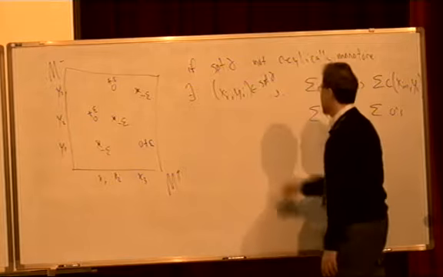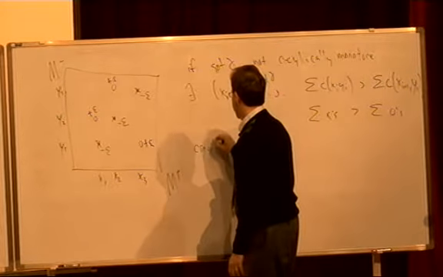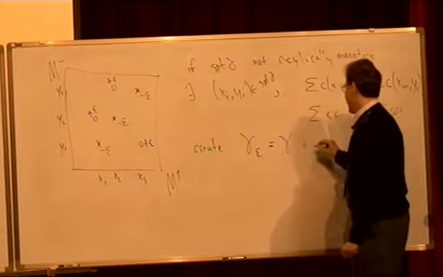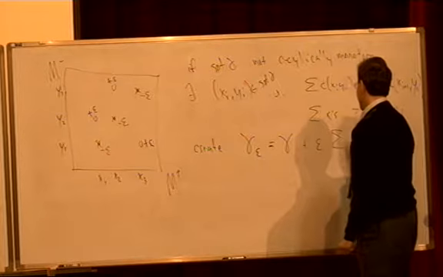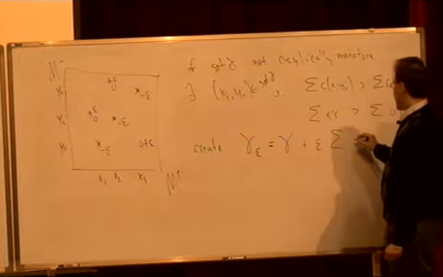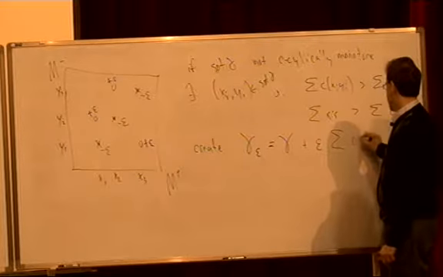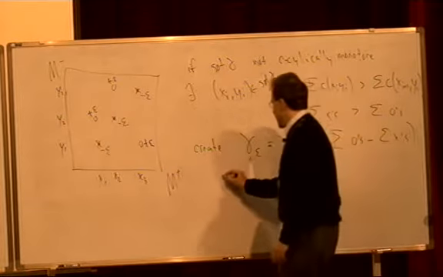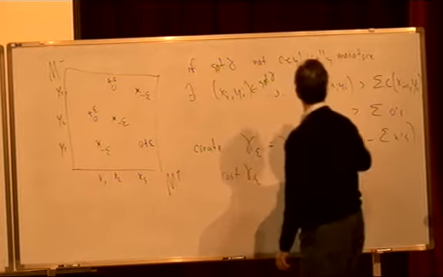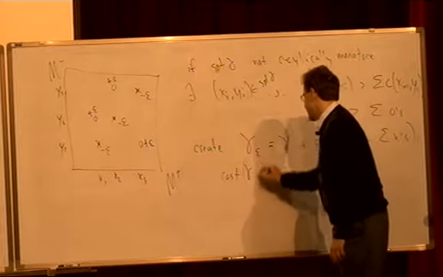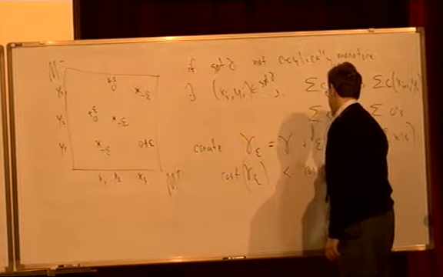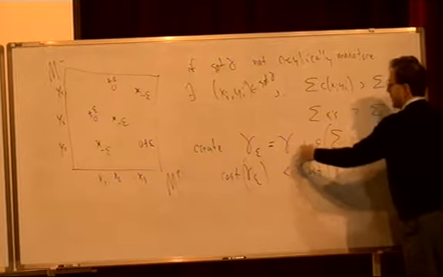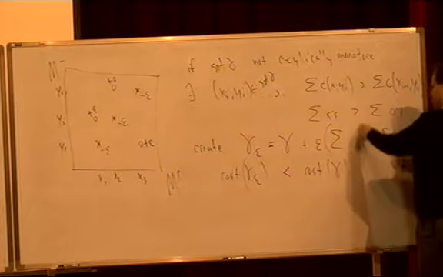nor the vertical projection. So then I create a gamma epsilon, which is approximately gamma plus epsilon times something near the sum of the o's minus the sum of the x's. And when I look at the cost of this gamma epsilon, because of this inequality here, I see that the cost of gamma epsilon will be less than the cost of gamma. Remember that the cost is a linear functional, so the cost of gamma epsilon is going to be equal to the cost of gamma plus this correction, and this correction is cheaper.